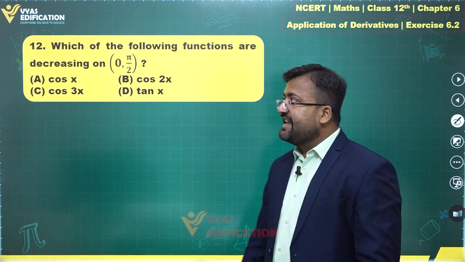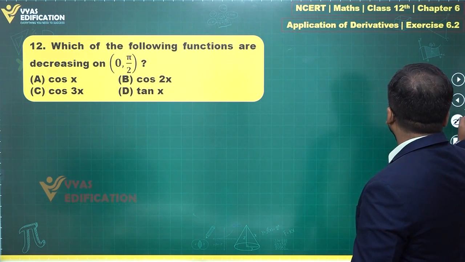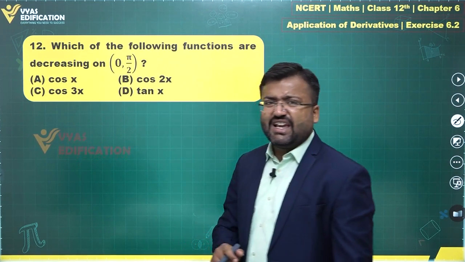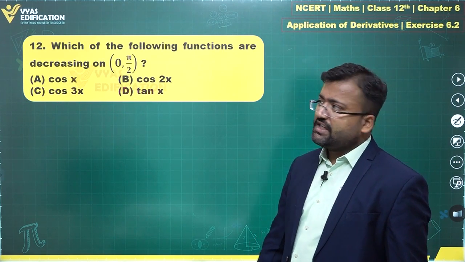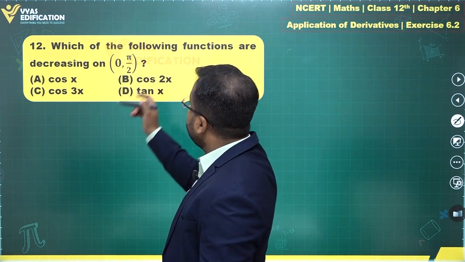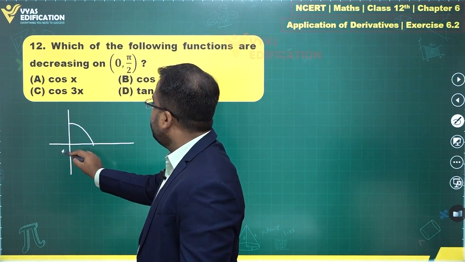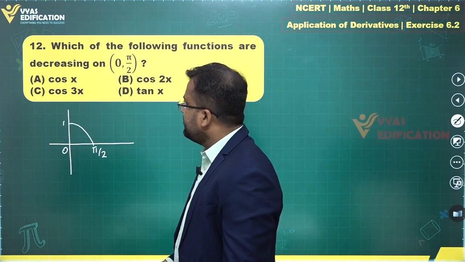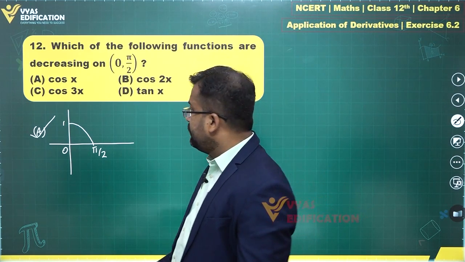The question 12th says, which of the following functions are decreasing on 0 comma pi by 2? Okay. So for 0 comma pi by 2, what can we say? Can we draw the graph and comment about the functions? Yes, we can draw that. Which of the following functions are decreasing? Now cos x is pretty simple. Cos x will be this. For 0 and pi by 2, cos x is something that we are aware of, right? This is for part A. Okay, and this is a decreasing function, that's not an issue.